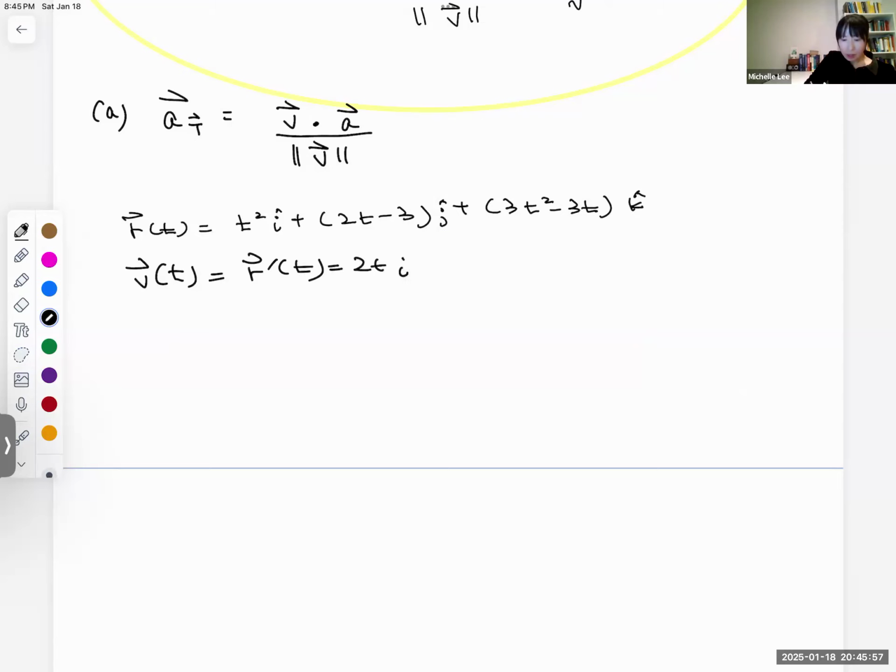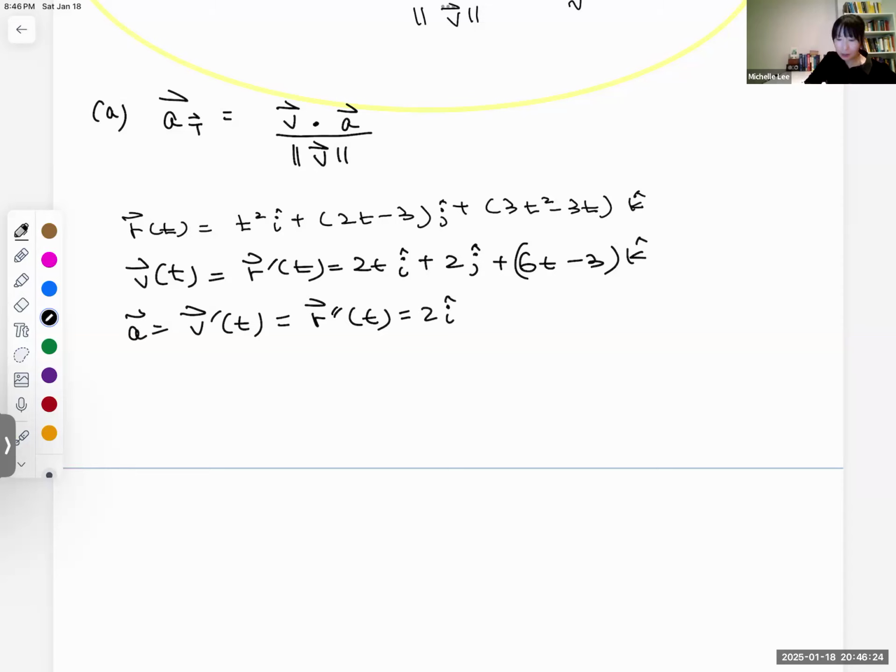So we have 2t i plus 2 j plus (6t minus 3) k, right? Now the acceleration, which is the derivative of velocity, the same as the second derivative of the vector function. So that will be 2i hat plus 0 and plus 6k hat, right? Now the dot product.